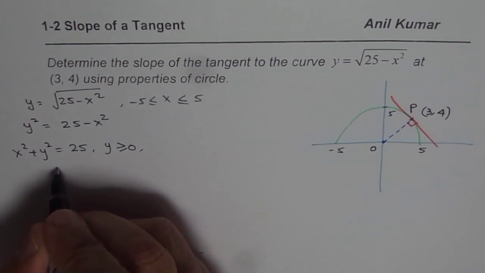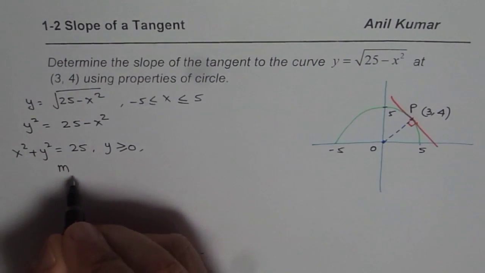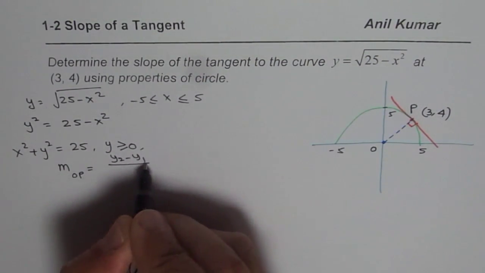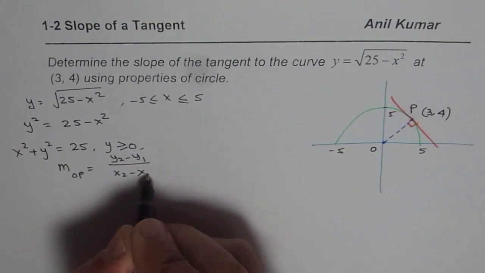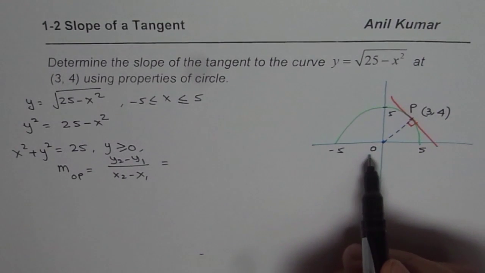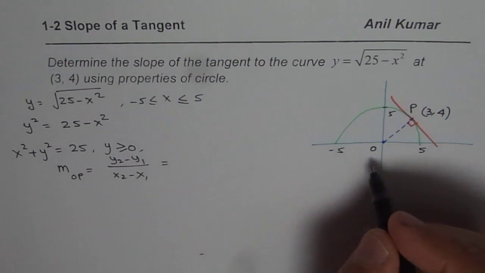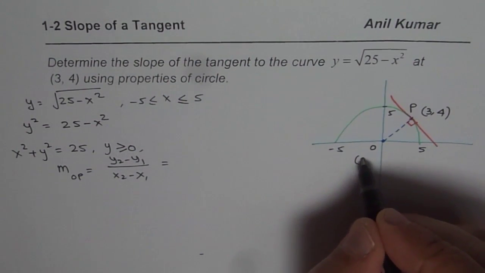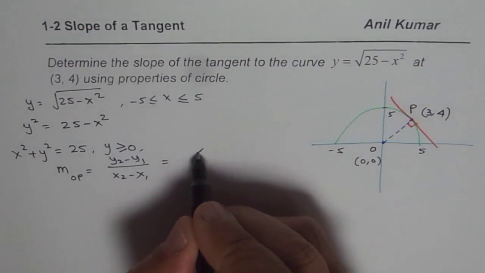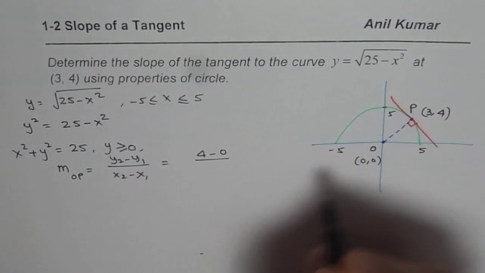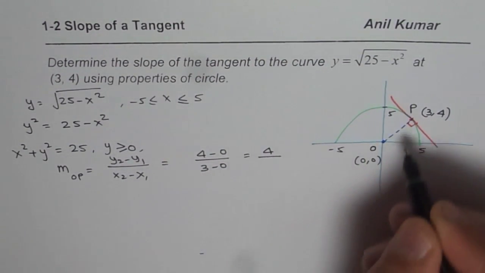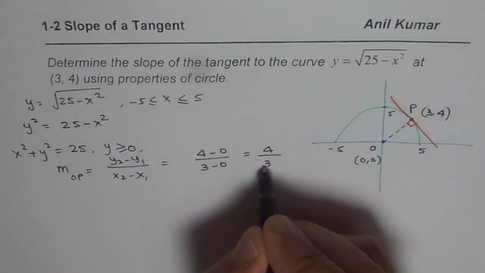So we can say that the slope of line OP is y2 minus y1 over x2 minus x1, where y2 is 4 and y1 is 0, right? So this point is (0, 0), correct? So I hope now you get it. It should be 4 minus 0 divided by 3 minus 0. That is to say, the slope of OP is 4 over 3.